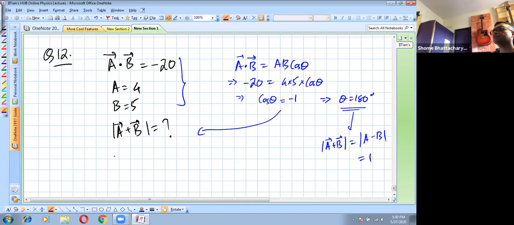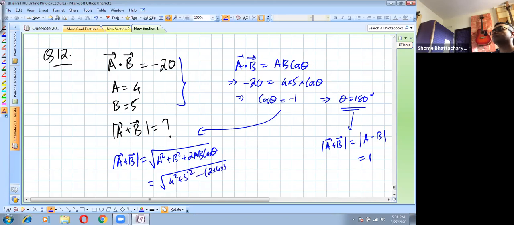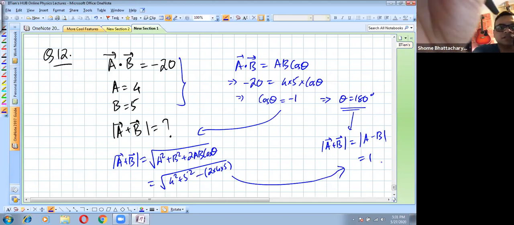You can substitute that here and you can use the formula. In this case, substitute cos theta as minus 1. So this will become 4 square plus 5 square minus 2 into 4 into 5. So still that will give you this. But obviously the moment you see that cos theta is minus 1, it should strike you that they are anti-parallel vectors. So this should become like this. Alright, so this is fairly straightforward also.